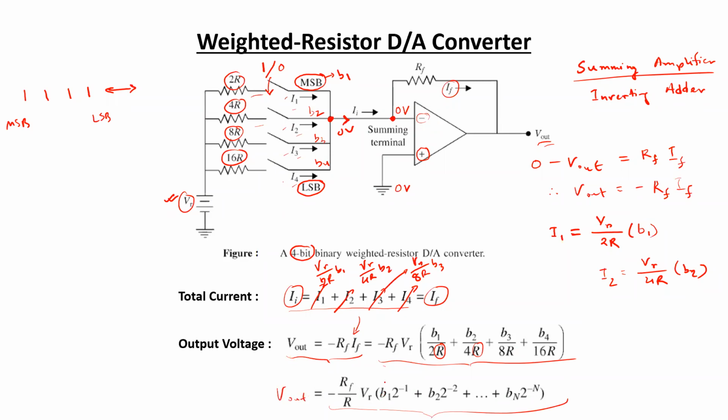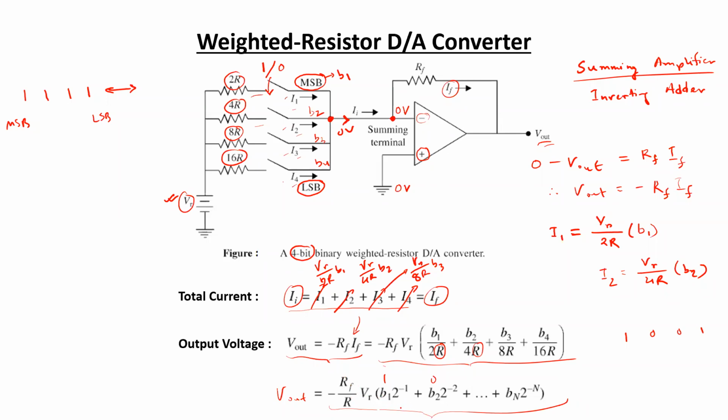So suppose for a binary sequence of 1 0 0 1, this is for an n-bit case, but for a 4-bit case, suppose for 1 0 0 1, we can put the values of the bits, the reference voltage, and the values of the resistance, and we can determine the corresponding analog output voltage.